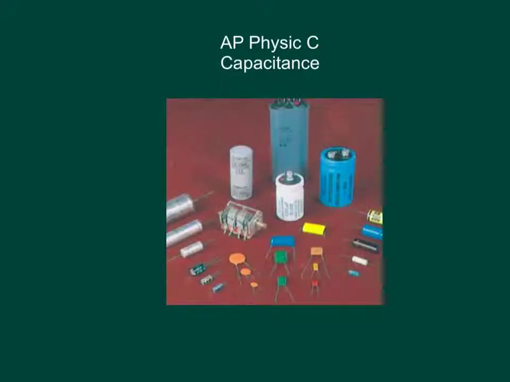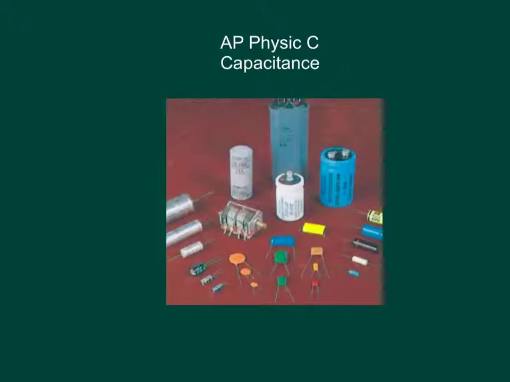Welcome to AP Physics C, Capacitance. Capacitors are devices that can store electrical energy. Unlike batteries, capacitors are able to release a large amount of energy in a short period of time. For example, when you're taking a photo, the photo flash is able to emit a large quantity of electrical charge in a short period of time.